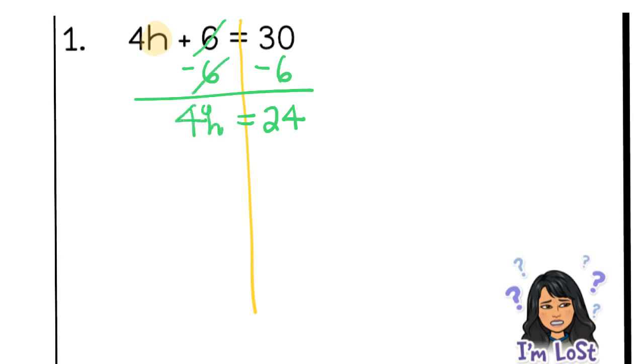At that point, you need to look at the 4 and h, and remember that when a coefficient is right next to a variable, it means multiply. The opposite of multiplying is dividing. So since the h is being multiplied by 4, we are going to divide by 4. That will leave us with h equals 6, which is the solution.